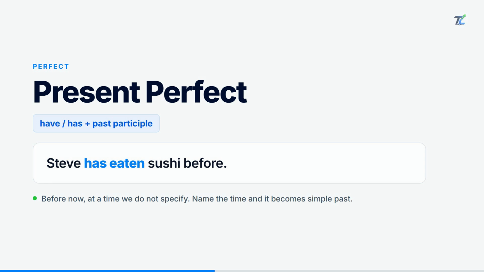So in the first example, Steve has eaten sushi before. When did he eat sushi? It was sometime before now, but we don't know when. To make the present perfect, we need two parts of the verb. We need the present tense of have, and if it's singular, we use has. And we need a past participle. The past participle of eat is eaten.